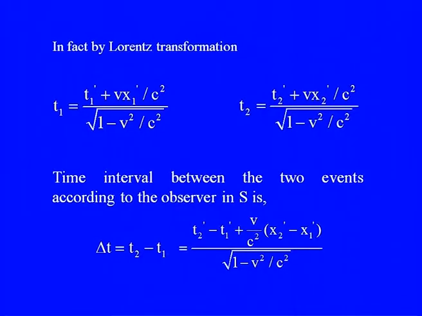So what are these times in the S frame, seen from the station? If we call them T1 and T2 in the unprimed frame, we use the Lorentz transformation equations. T1 is T1 prime plus V x1 prime by C square, divided by root over 1 minus V square by C square, and T2 is T2 prime plus V x2 prime by C square, divided by root over 1 minus V square by C square.